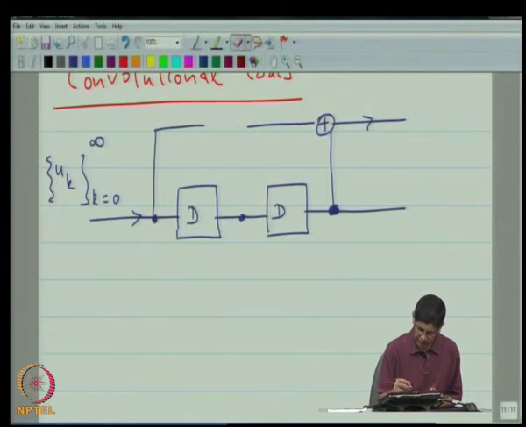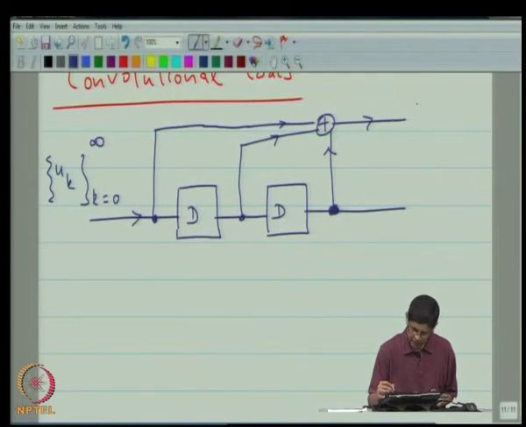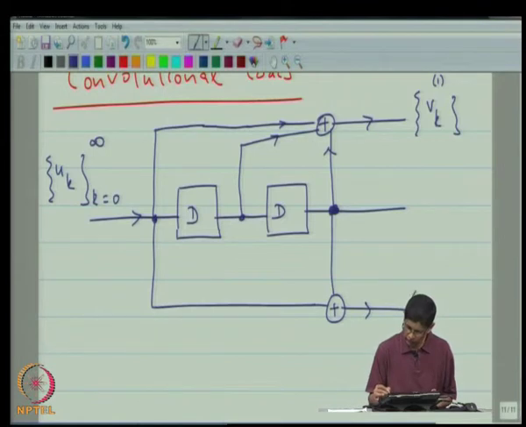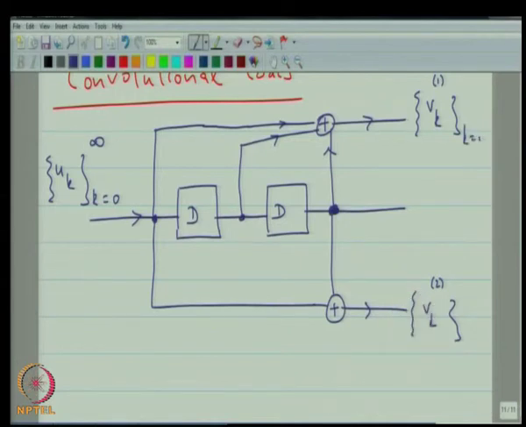Let me just clean that up a little bit. I think I can draw that better. So that's one output, and that corresponds to the stream VK1, and then there is a second output, and again these are semi-infinite streams, meaning they start from 0 and go on to infinity.